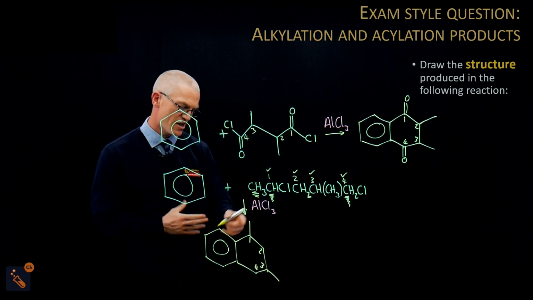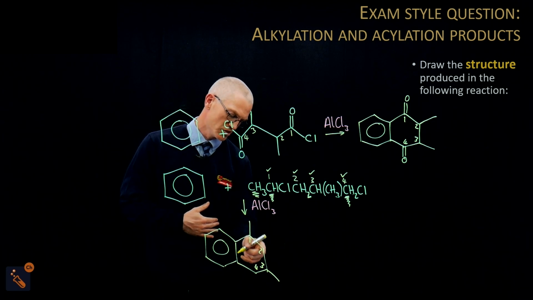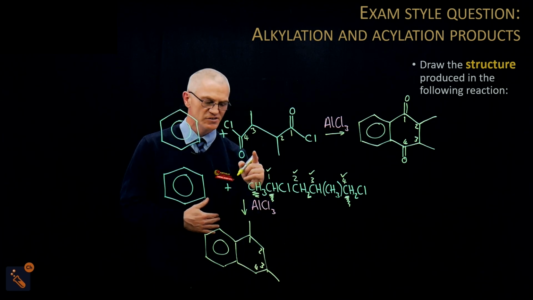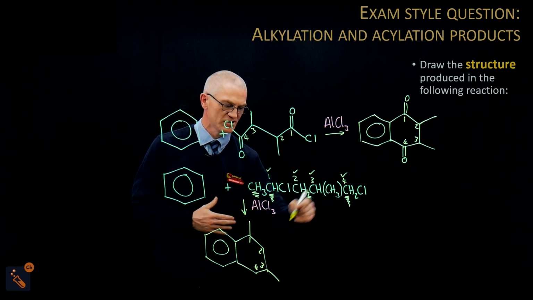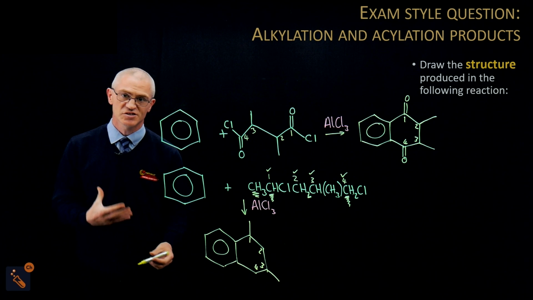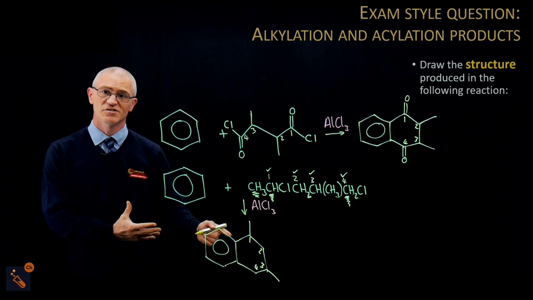Now let's count how many carbons we've got. 1, 2, 3, 4, 5, 6. Let's just count they match. 1, 2, 3, 4, 5, 6. Great. Okay, so little checks, which means I can do my product.